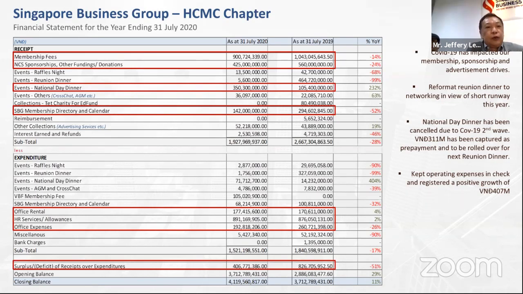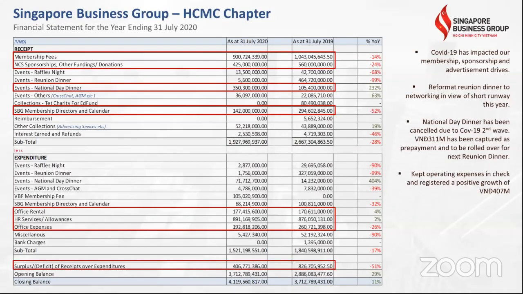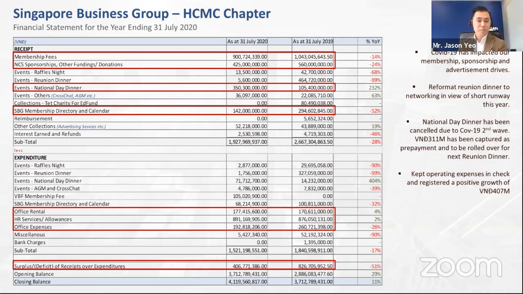So now I will hand over to our honorary treasurer, Mr. Jason Yeo, to provide the financial report. All right, thank you, Jeffrey. A very good morning, ladies and gentlemen. My name is Jason, and I'll be presenting the Singapore Business Group financial report for the last fiscal year. Our financials have been audited by Ernst & Young, and he is a partner of E&Y Vietnam.